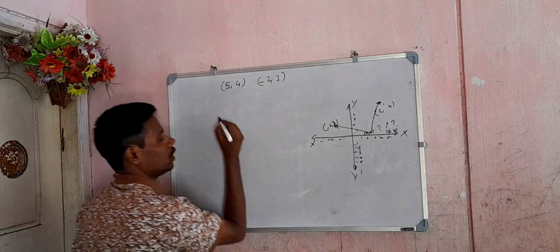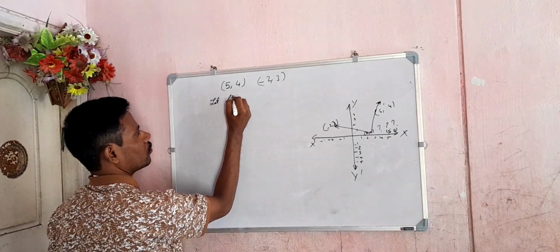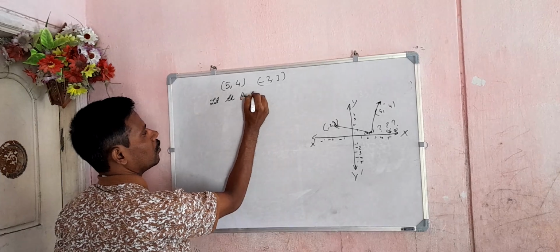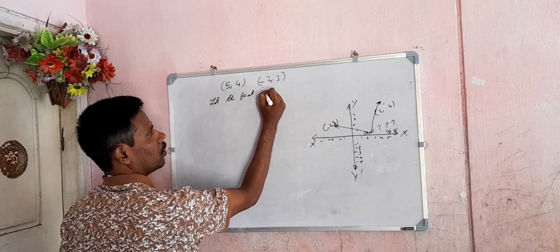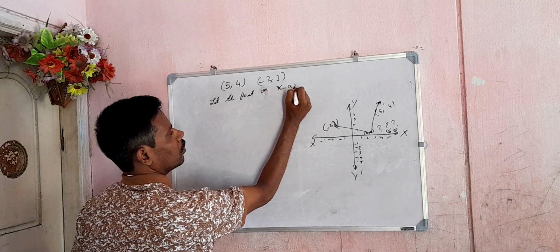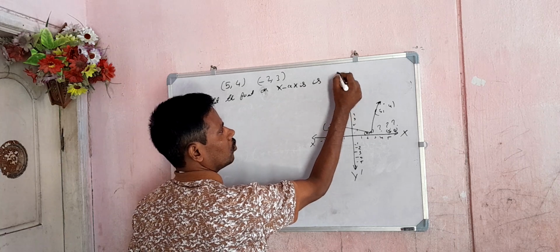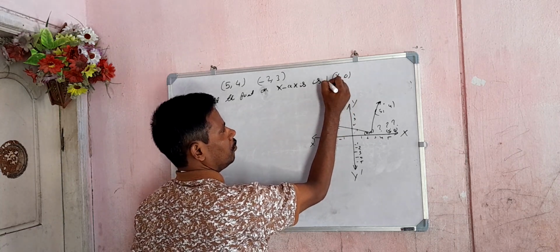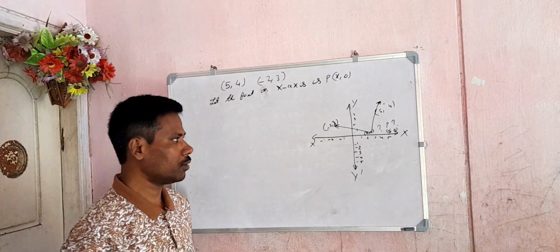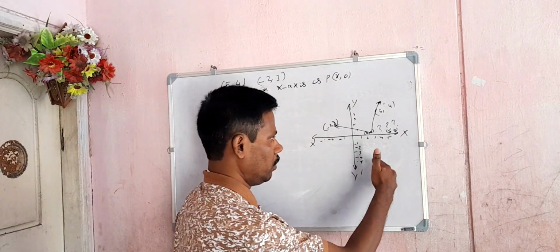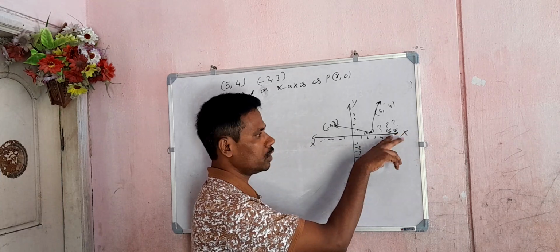So let the point on x-axis be, name it as (x, 0), P. Are you getting my point? Once again I will explain. It's very simple. On x-axis, y coordinate is always 0.